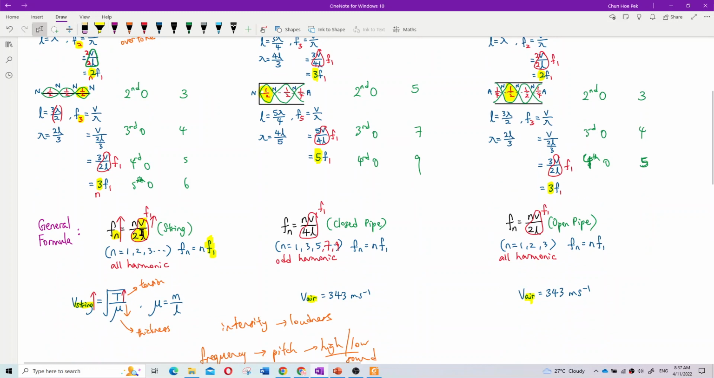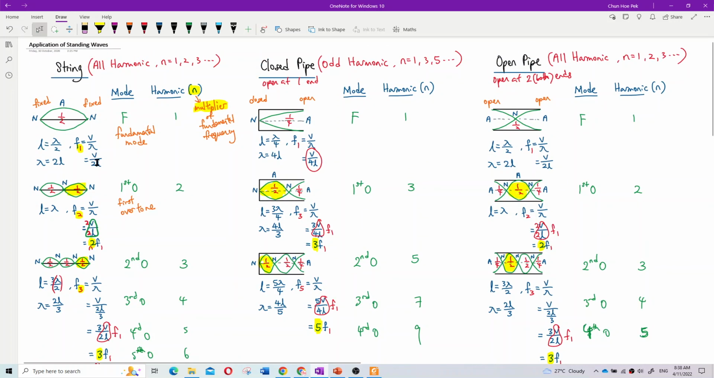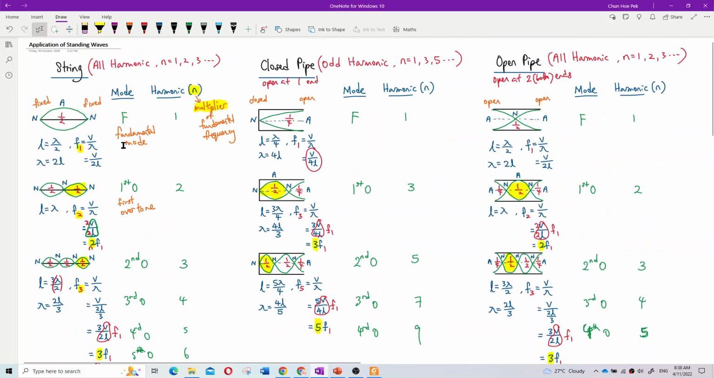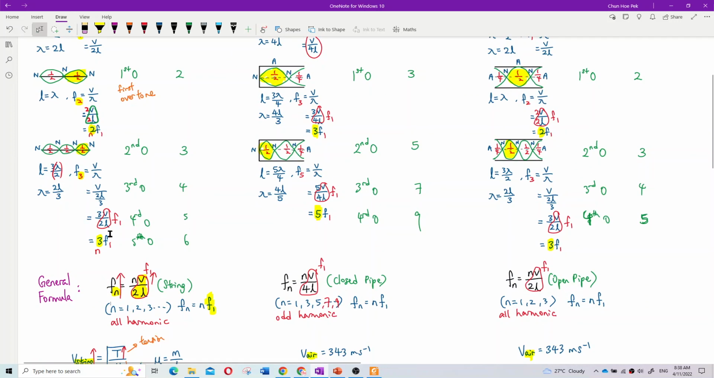NV over 2L. Do you see? Why is it NV over 2L? N, what is N? N is the harmonic number. It tells how many times higher the frequency is than the fundamental frequency. So N is all these numbers, like the 3 here, like the 2 here.